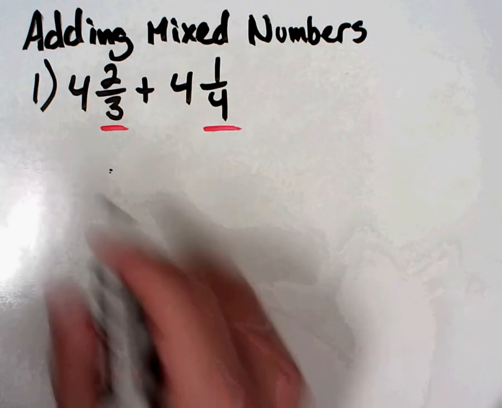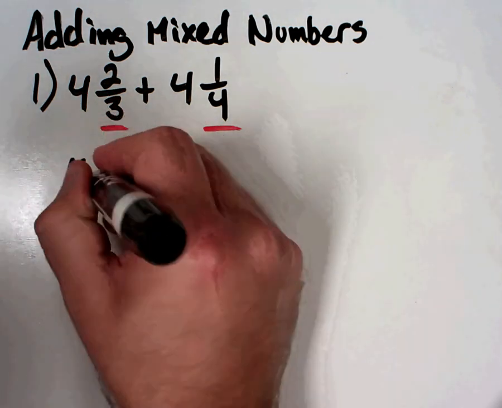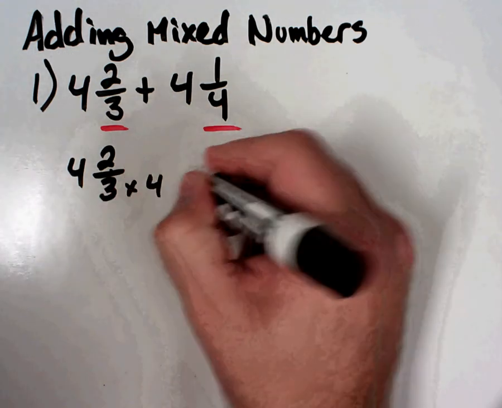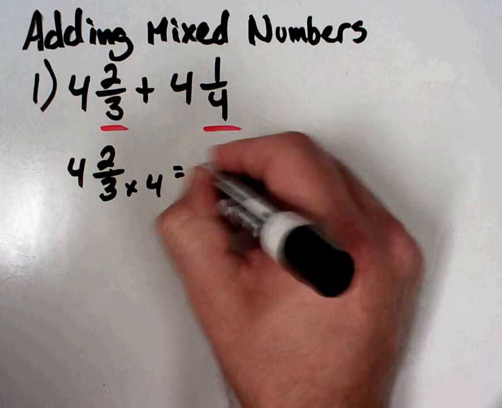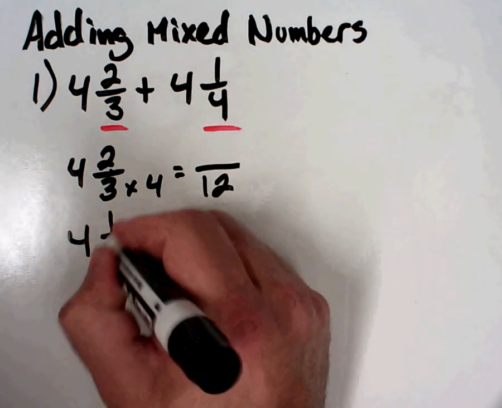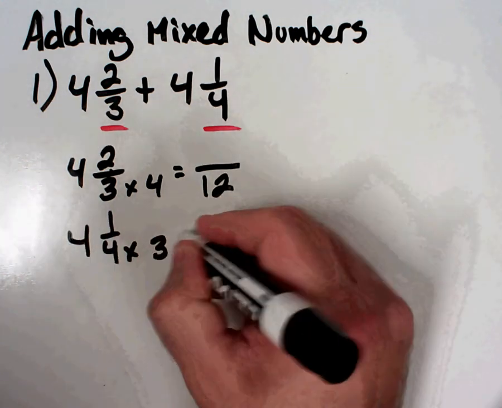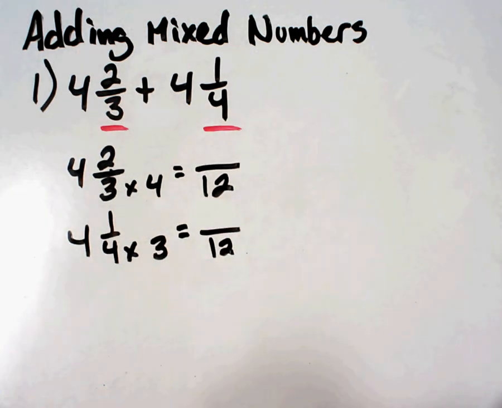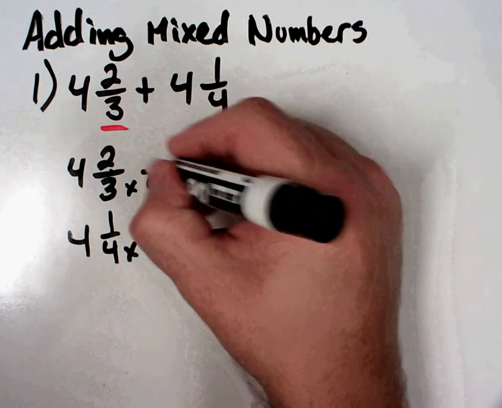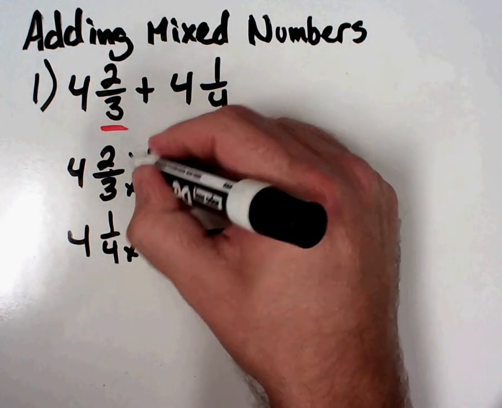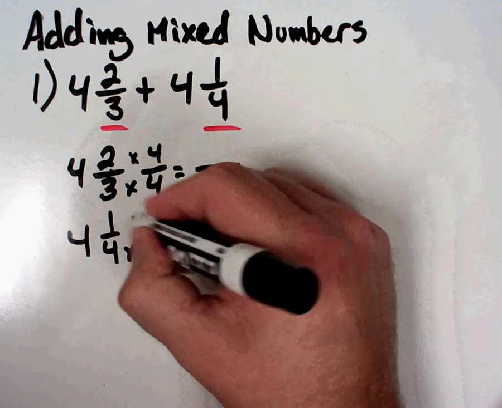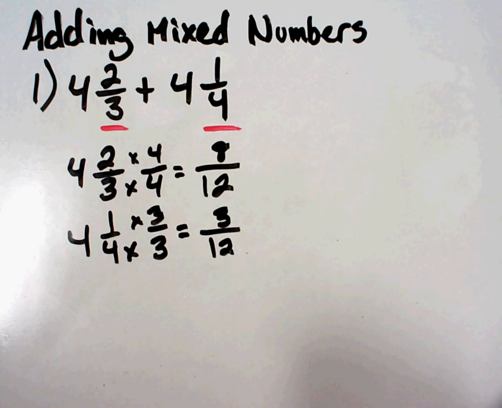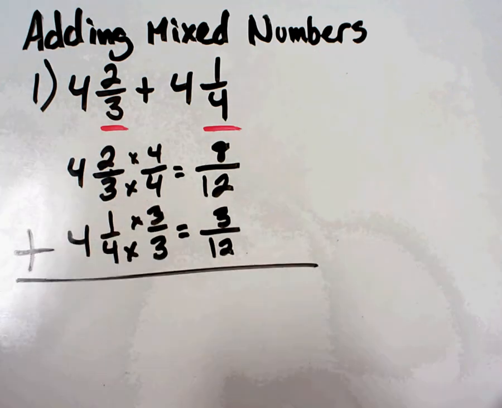All right, so 4 2/3, since I'm going to multiply my denominators, I'm going to multiply 3 by 4. My common denominator is going to be 12. And then 4 1/4, I'm going to multiply my denominator by 3, again giving me 12 as my common denominator. Whatever I do to the denominator, I must also do to the numerator. So 2 times 4 gives me 8. 1 times 3 gives me 3. And so now I'm ready to add.